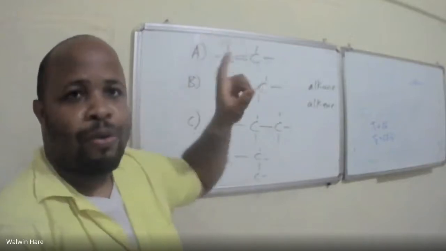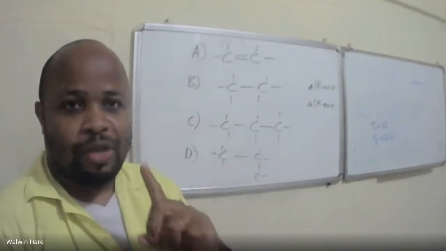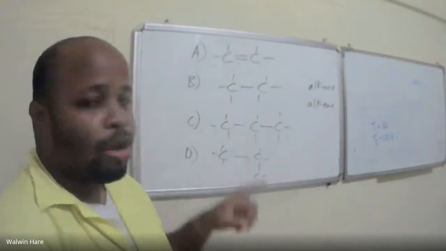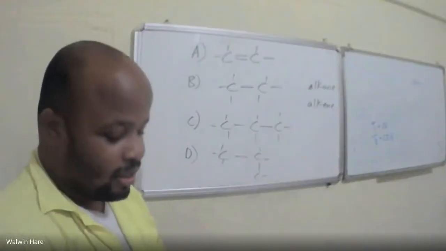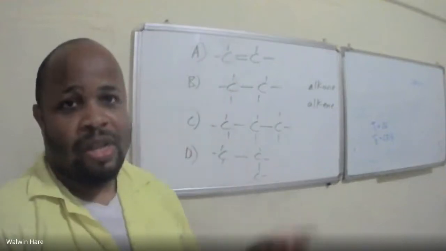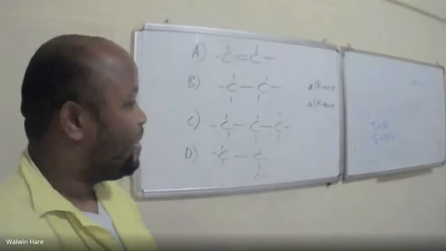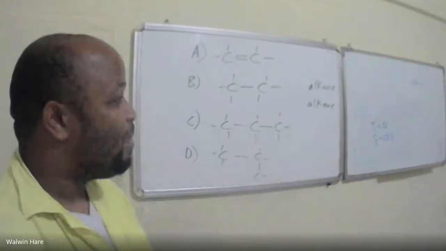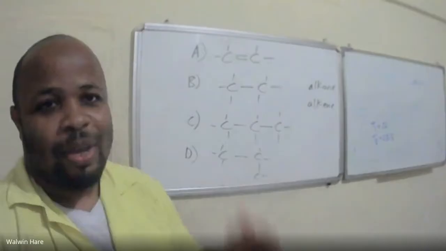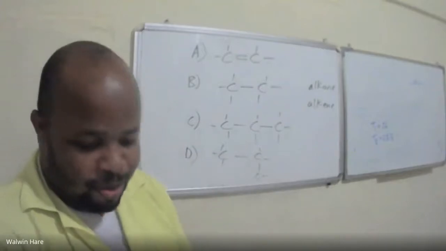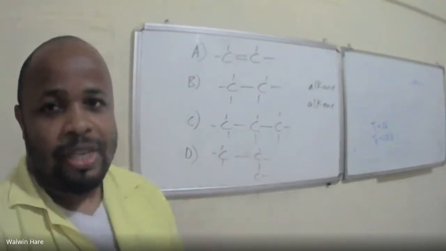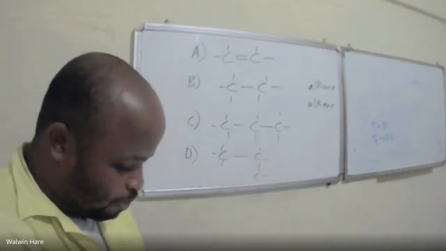Which other homologous series can decolorize potassium permanganate? Alcohol, correct. So the alkenes and the alcohols. Only the alkene and the alcohol can decolorize potassium permanganate.